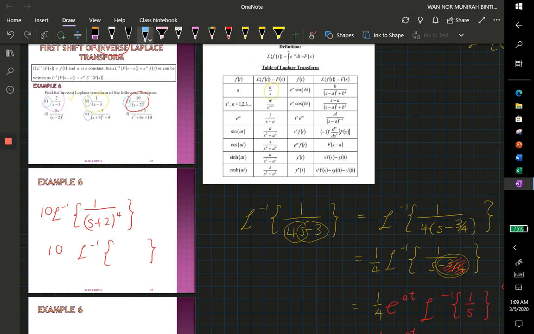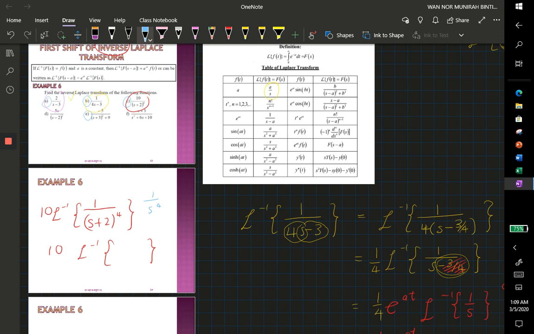What can you say about this function? Okay, this is actually 1 over s to the 4, madam. So you need to read the function like this. This is actually 1 over s to the power of 4. But this s is replaced by s minus a.